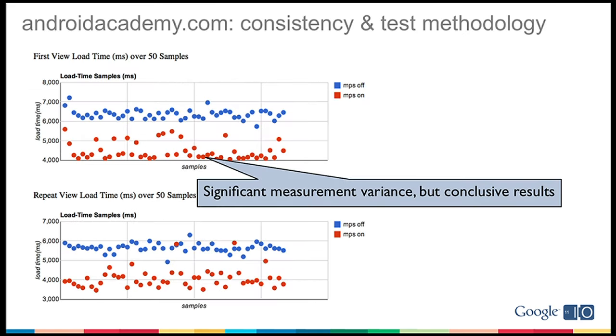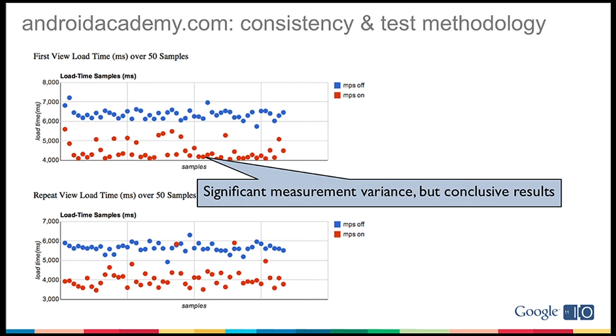So let's take a look at how we do our measurement. With webpagetest.org, we did 4 runs, which is mod PageSpeed on and off with repeat view and first view, and then we repeat that 50 times. The reason that we repeat that 50 times is that measurement on the web is hard.